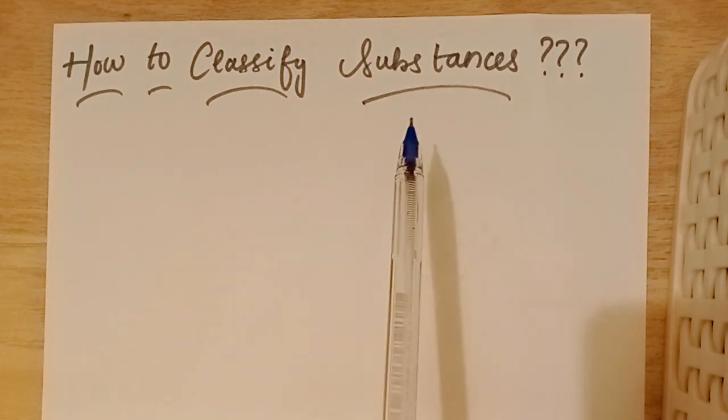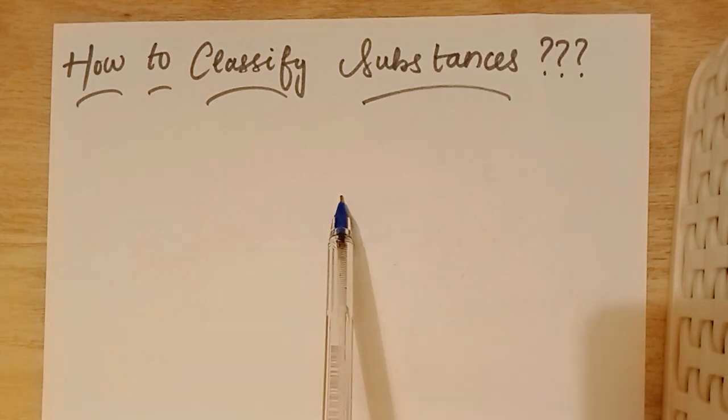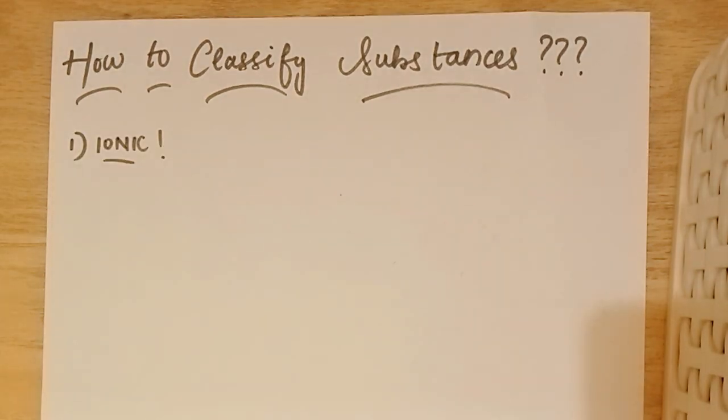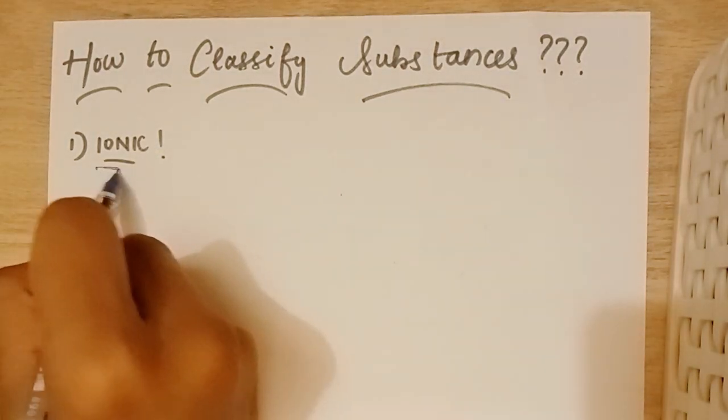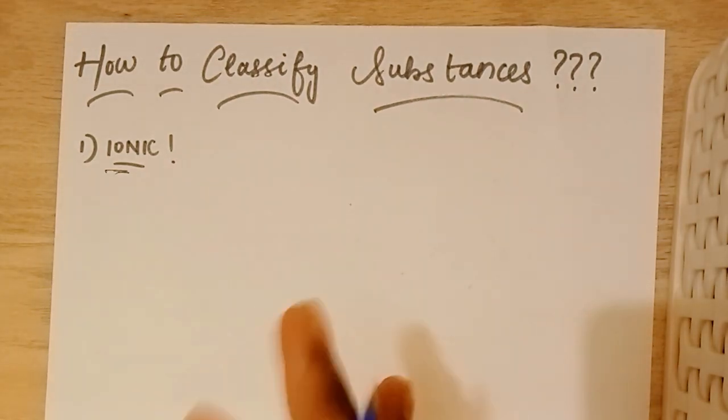How do you classify substances? How to find out if something is ionic, polar, or non-polar? Firstly, let's talk about ionic compounds. Just as the name, ions. What are ions? Ions are something that has a positive or negative charge.